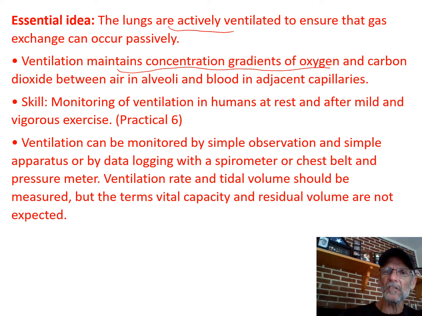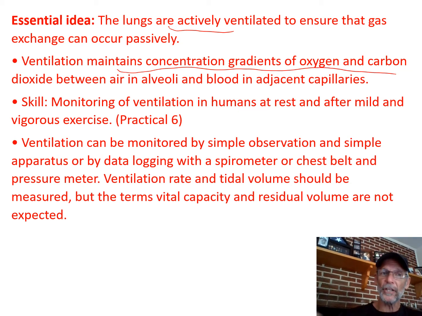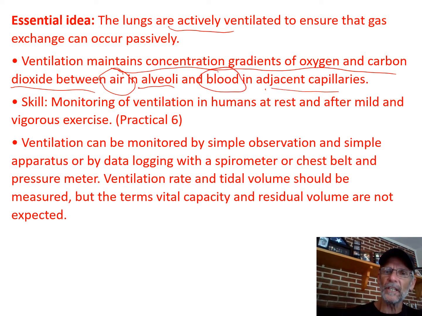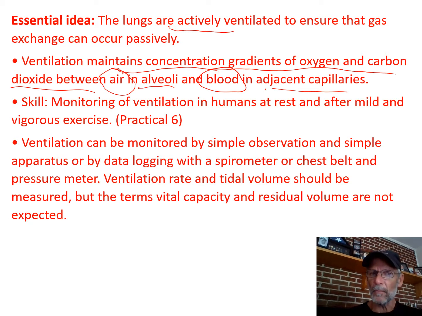To maintain a concentration gradient of oxygen and carbon dioxide between the respiratory medium, the air, which is now in the alveoli, the transport location, and the blood that's right across those thin capillary walls and those type 1 pneumocyte cell membranes, not cell walls, mistake there.